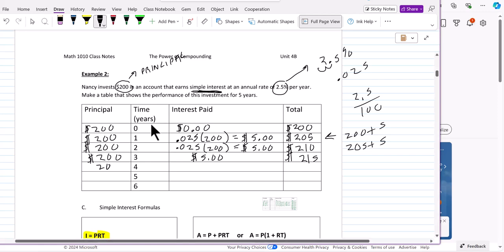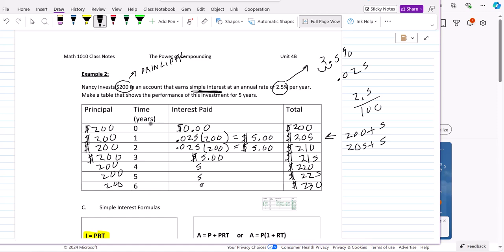And see, now you can do this all in your head. The principal is still going to be 200, 200, 200. The interest is always going to be $5, and the total is going up by $5. So you would have $220, then $225, then $230. Now, we haven't learned the simple interest formula yet, but the formulas I'm going to show you in a minute would allow us to figure out that 230 with just one simple calculation. And that's what I'm going to show you.